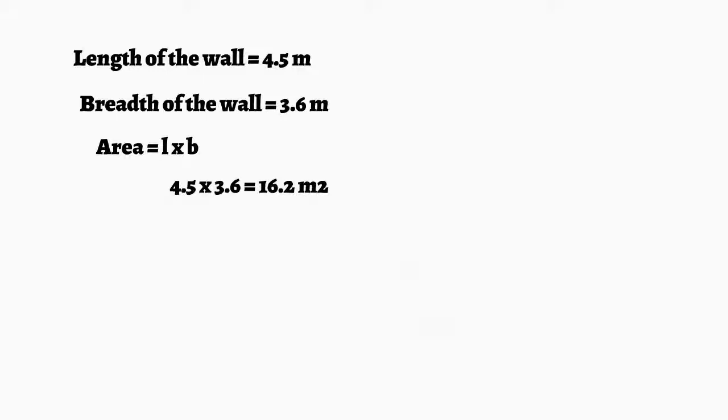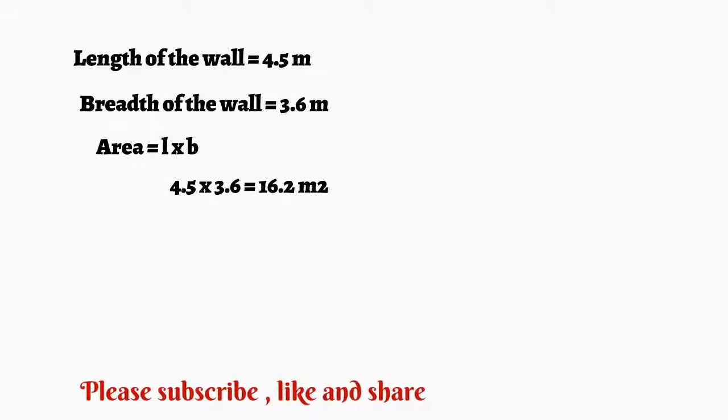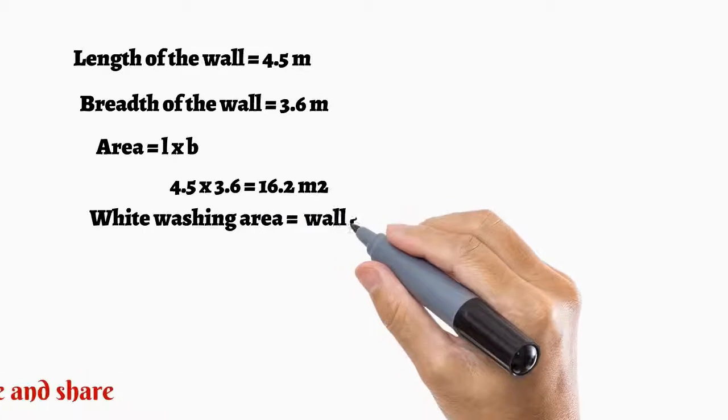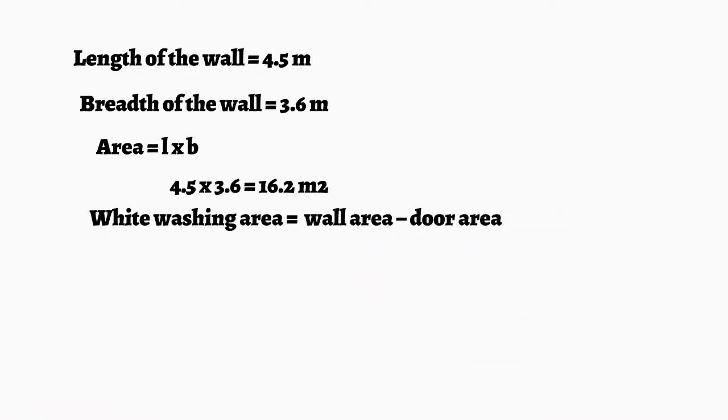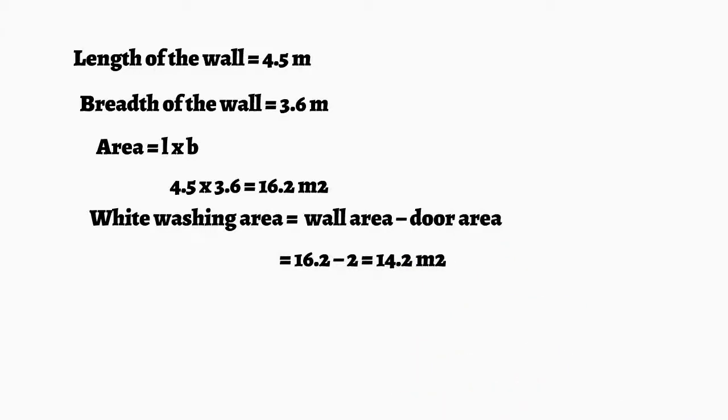And area of the door is 2 meters square. We got both areas. Now how can we calculate the cost of whitewashing? We are whitewashing only the wall area, so first the door area is deducted from the wall area. Then wall area minus door area equals 16.2 minus 2 equals 14.2 meters square.